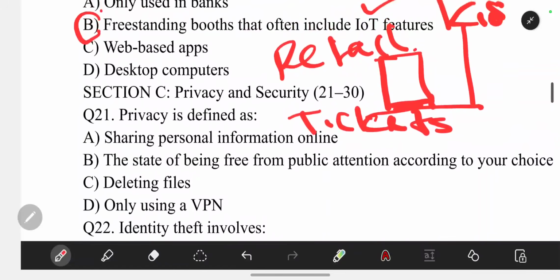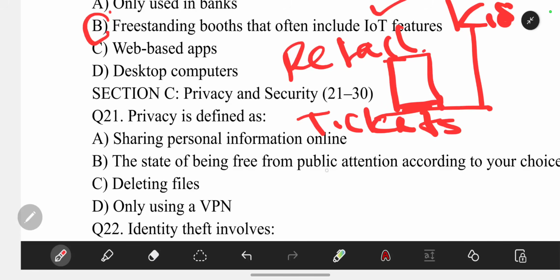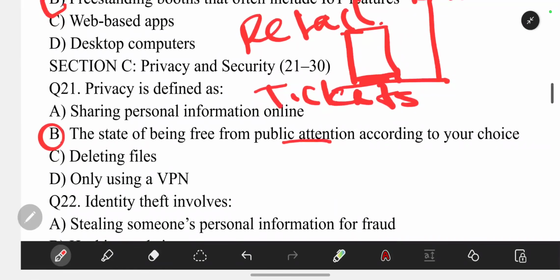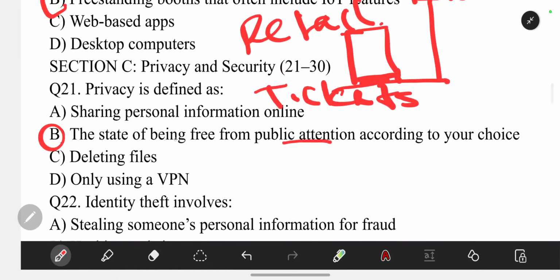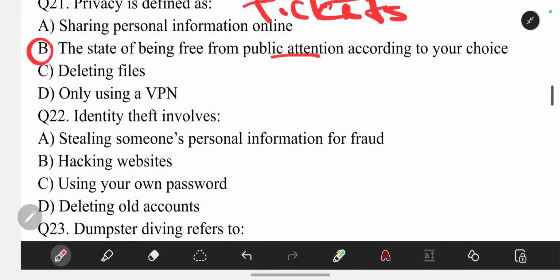Then when we look at privacy, this is a simple definition. Privacy is the state of being free from public attention according to your choice. So as long as you choose to be free, that is what we call privacy. 22, identity theft. If we are looking at theft, someone is stealing someone's personal information for fraud. That is identity, personal information. So theft has to do with stealing like that.